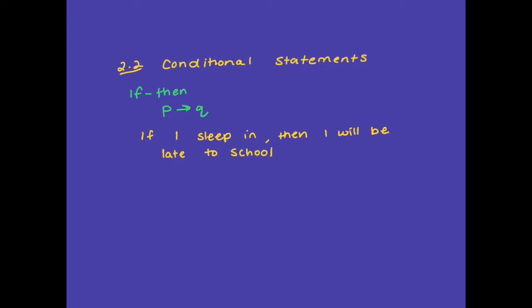So the hypothesis here, remember, is not the word if, it's just what follows it. So it would be I sleep in. The conclusion is not the word then, but it's what follows the word then, which would be I will be late to school. Then we talked about the converse. And the converse, we switch the order. So we take the hypothesis and the conclusion, switch it, which is if I am late to school, then I slept in.